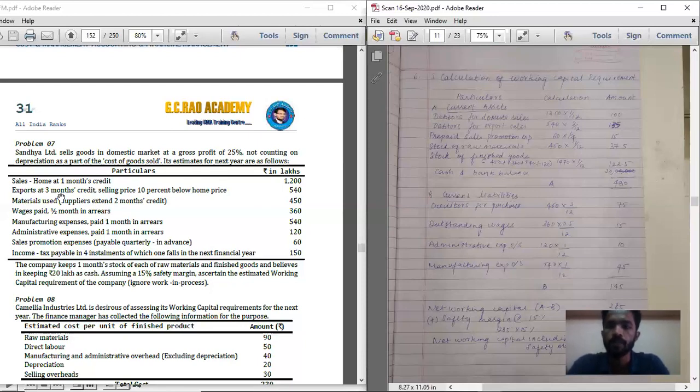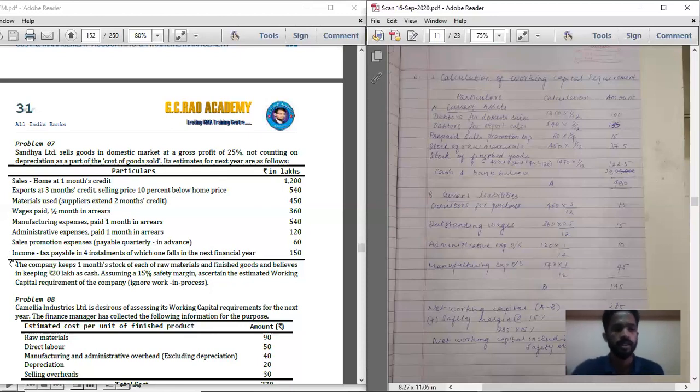Next, below that, prepaid sales promotion expenses. See, simple. If you are lagging your payments, it will fall under current liabilities. But if you are making advance payment, it falls under current assets. Simple as that. If you are paying your wages, manufacturing expenses, or promotion expenses in arrears, then it will fall under current liabilities, whereas if you are making any advance payment, it will fall under current assets.